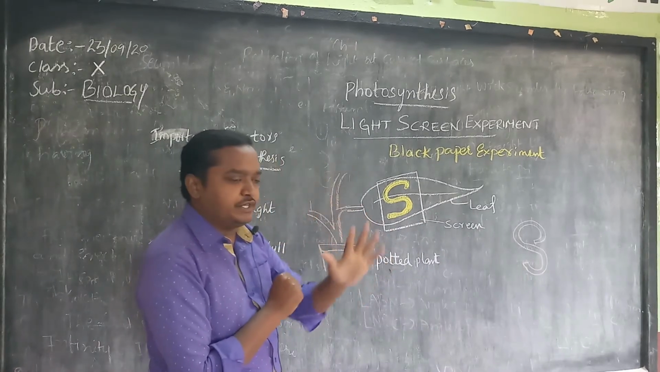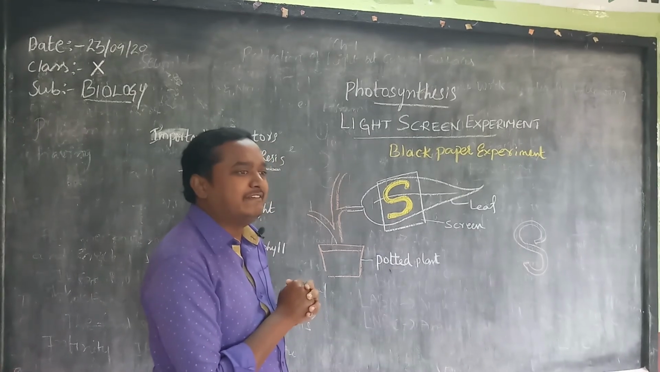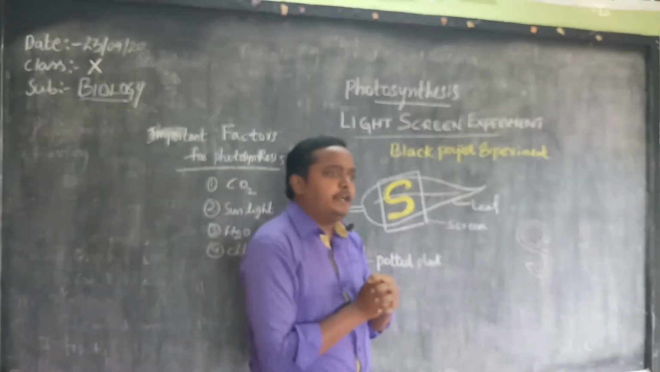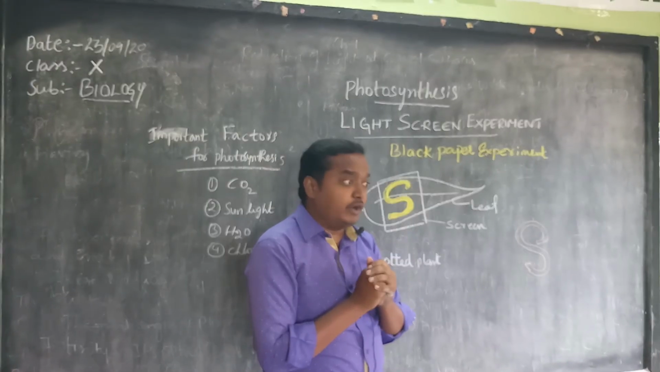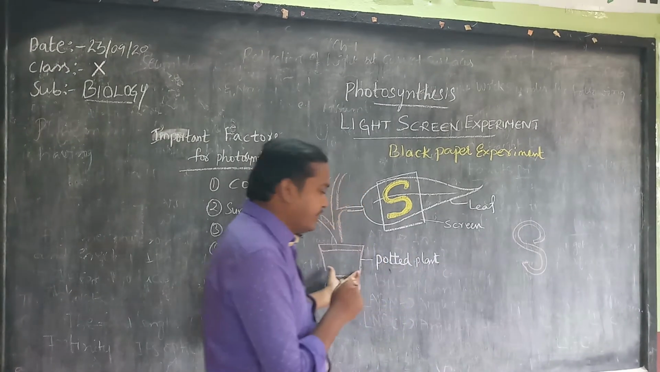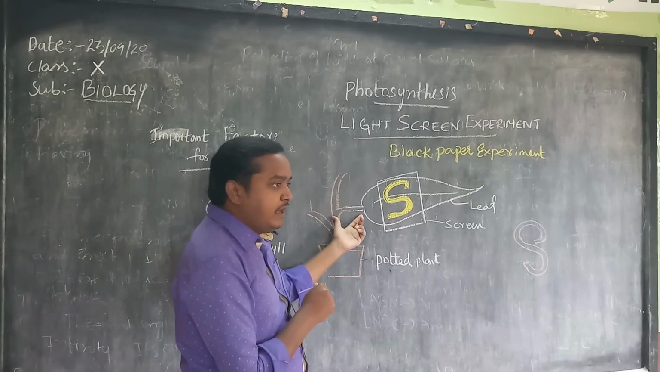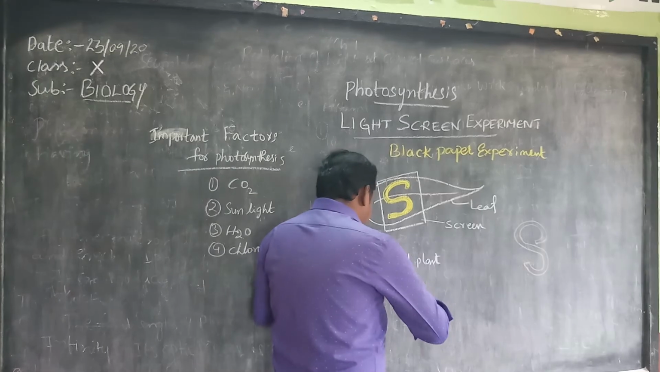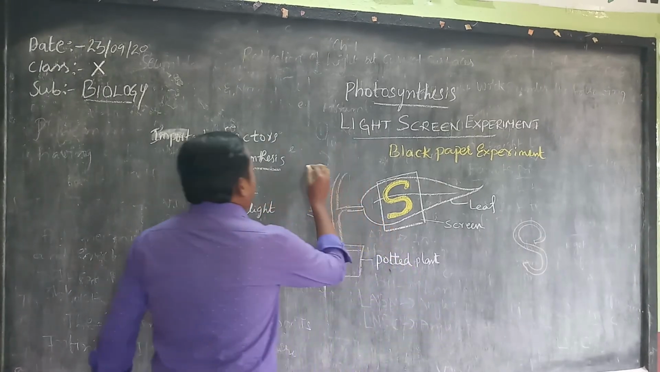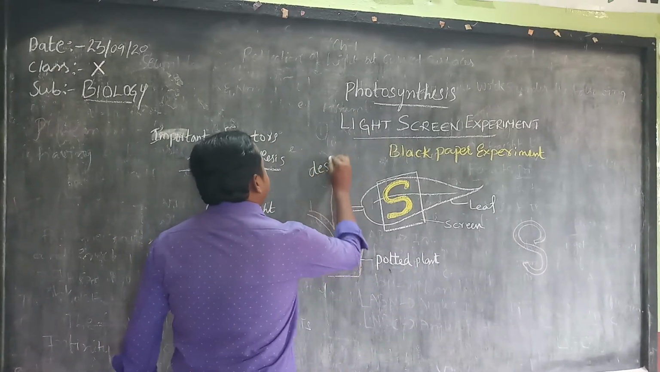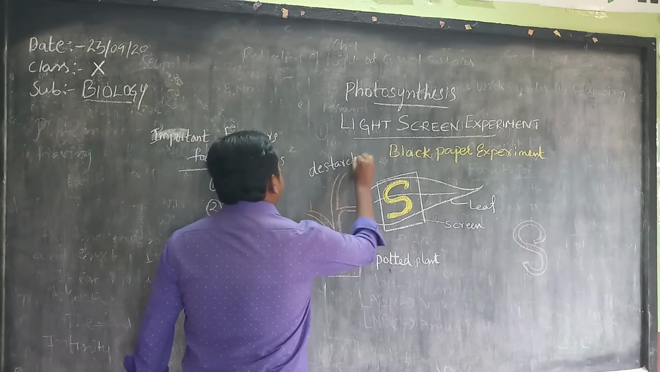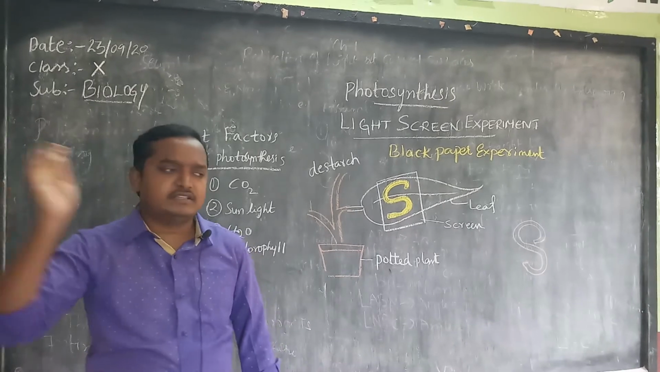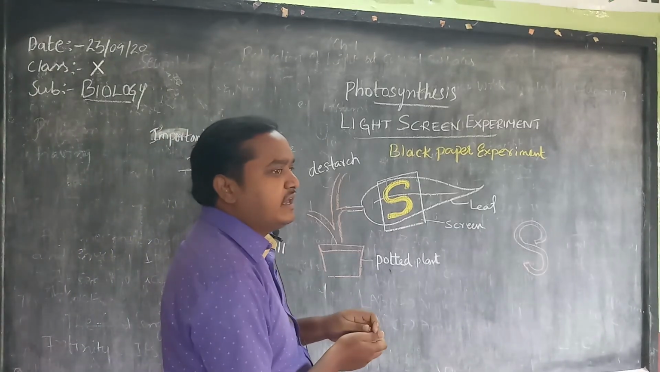Now, procedure, the method of the activity. See, what is the first step? Take a potted plant with a leaf and put it for destarching. Destarch it. Is it clear?